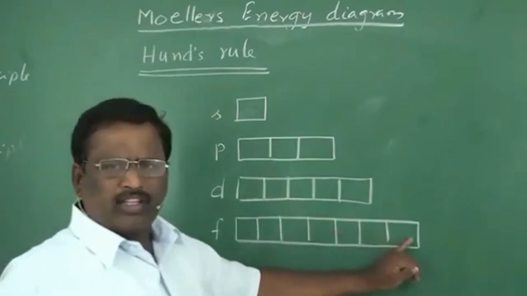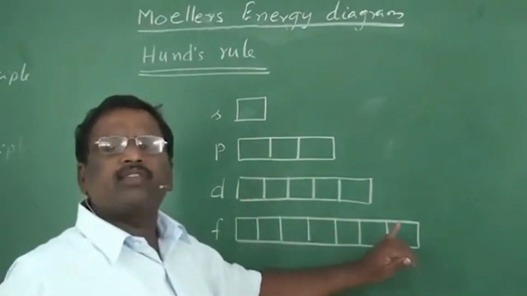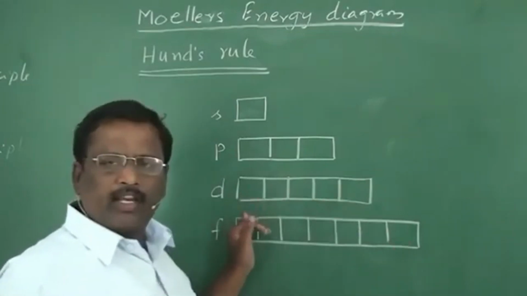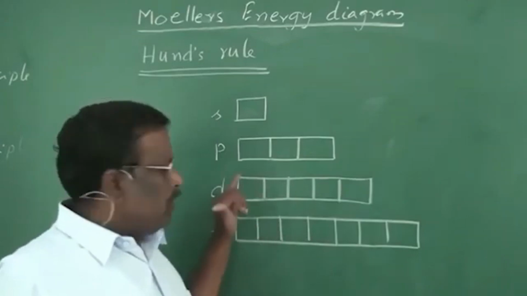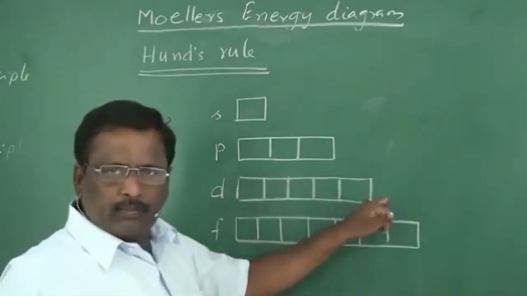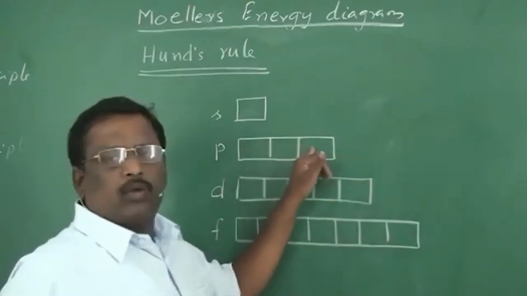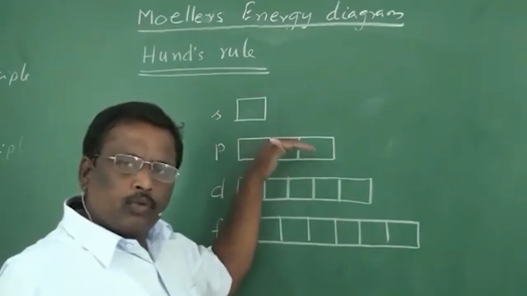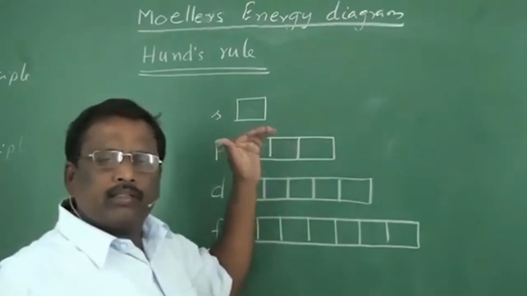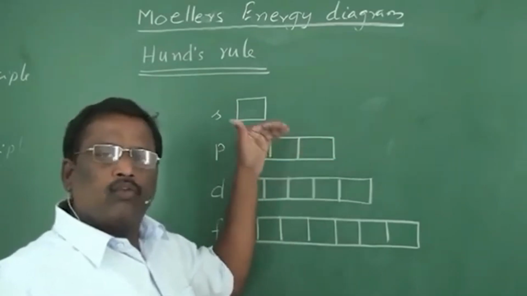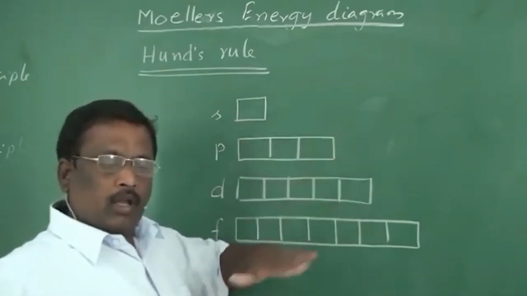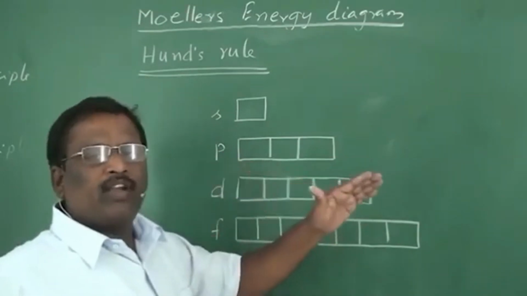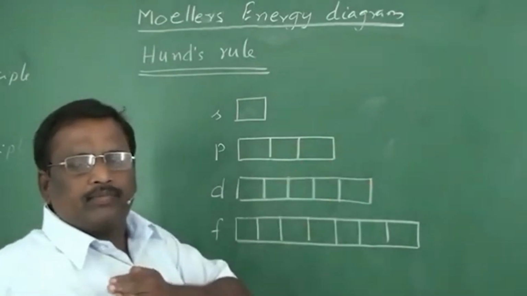All 7 f orbitals, whether it is 4f or 5f, will have the same energy. All 5 d orbitals, it may be 3d, 4d, 5d and so on, have the same energy. All p orbitals will have the same energy. That means all 3 2p orbitals, all 3 3p orbitals, all 3 4p orbitals. It doesn't mean that 2p and 3p will have the same energy. 2p will have one energy and 3p will have another energy.